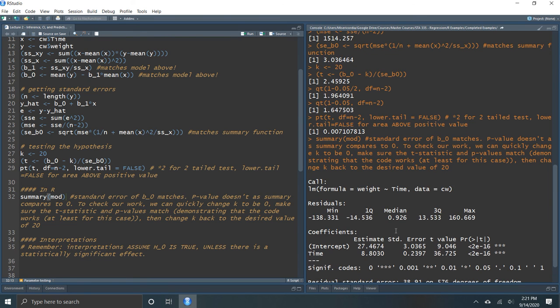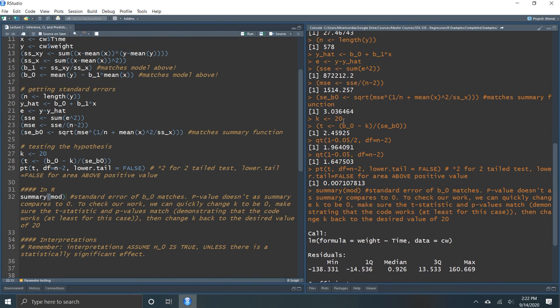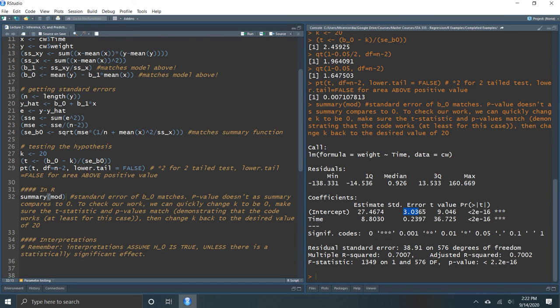So let's look at this. So we already checked that the estimates were right earlier. For the standard error, we only calculated the standard error of B0. I think in your homework you'll do the standard error of B1 to test B1 against a k-value. So let's see, the standard error of B0, this is where we calculated the standard error of B0, that was 3.036. So 3.036 is the standard error of the intercept. So we calculated the standard error appropriately.